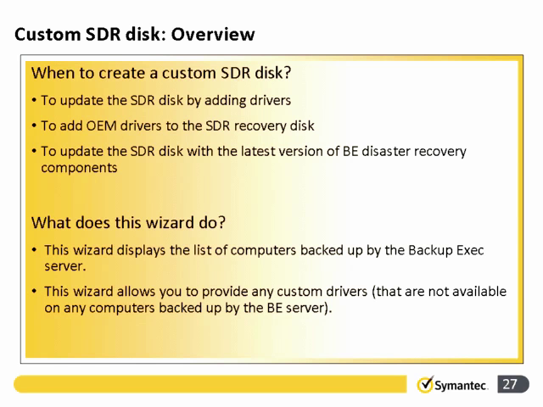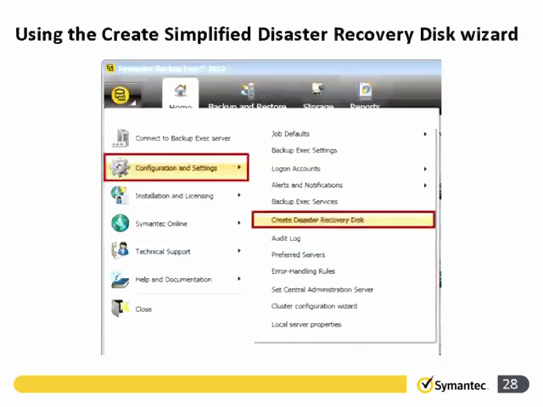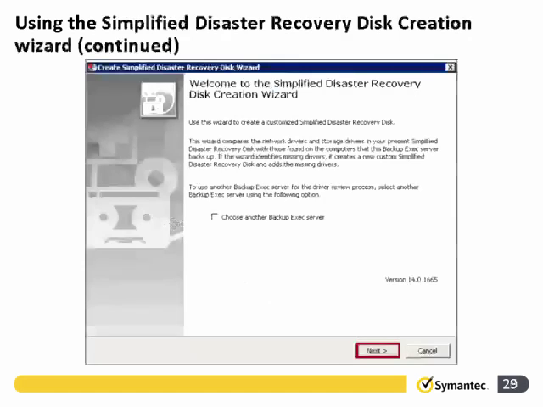So there's a wizard that displays the list of computers that are backed up by the Backup Exec server, and it allows me to add any drivers from those servers. So if we go to the Backup Exec button and click on Configuration and Settings and Create Disaster Recovery Disk, it will bring me into the wizard screen that will allow me to add drivers. So the first screen simply says that we're getting ready to create a new recovery disk.